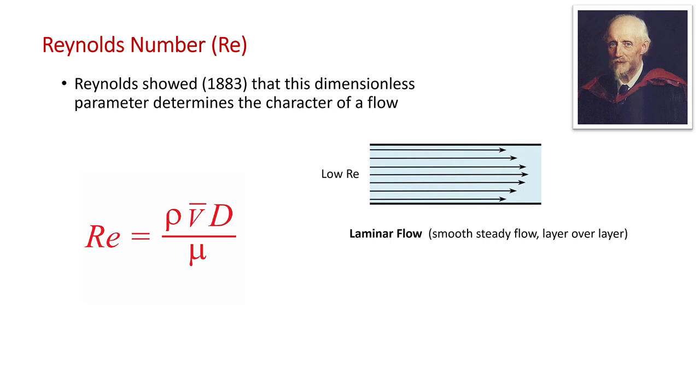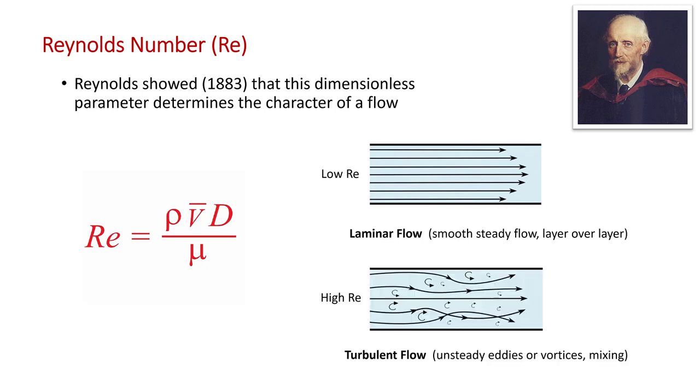Reynolds found that at low values of this dimensionless parameter, the flow was laminar, so smooth, steady streamlines with layers of fluid flowing smoothly over one another with no lateral mixing. But at higher values of this parameter, the flow became turbulent, characterized by unsteady vortices. In fluid dynamics, these vortices are sometimes called eddies, and these eddies cause lateral mixing of the flow and make the fluid harder to pump.